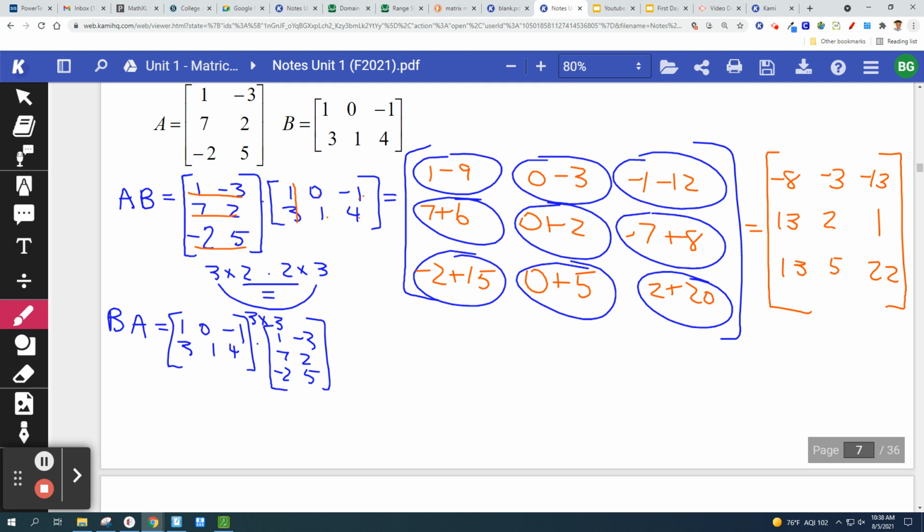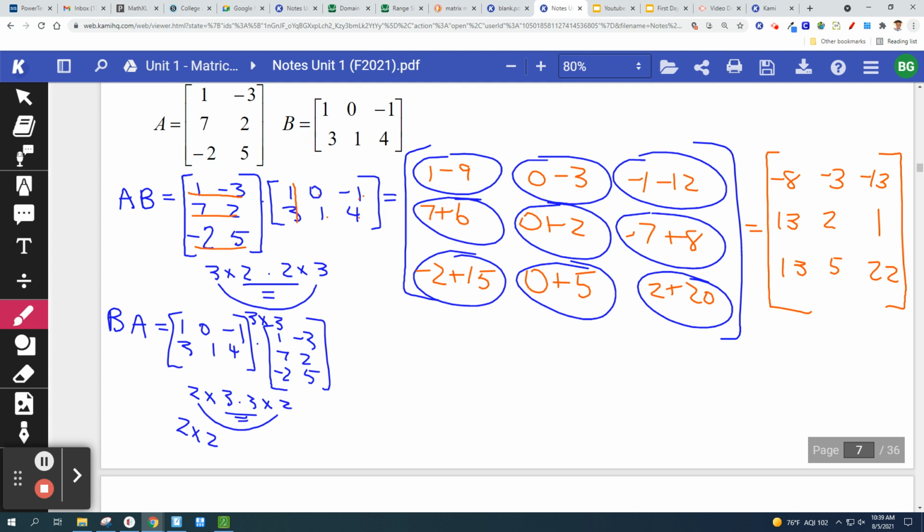Okay, so I always look and see if it's possible first. 2 by 3 times 3 by 2. Yes, it is possible, but not only that, it's going to be a 2 by 2. So, aha! Before I even do this multiplication, what do I notice about the two products? They're going to be different dimensions. They're not going to be the same. I'm not going to get the same answer here. It's not even going to be the same size.